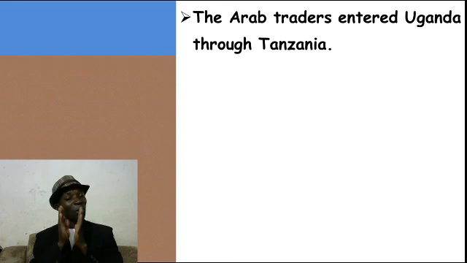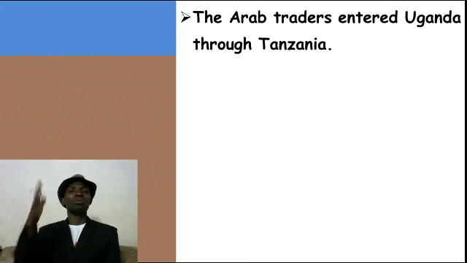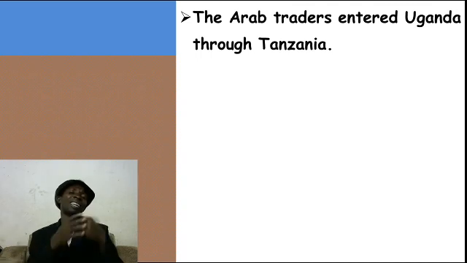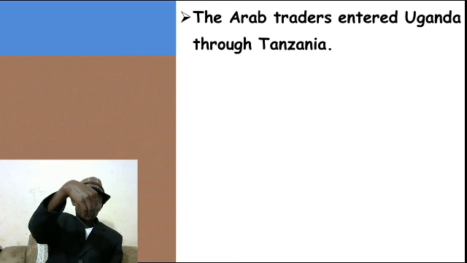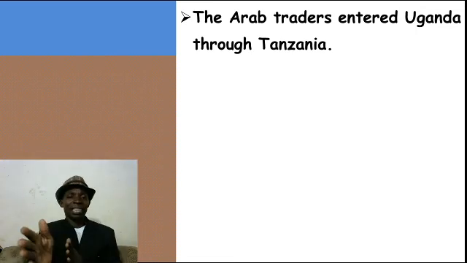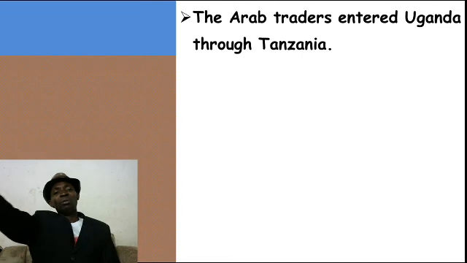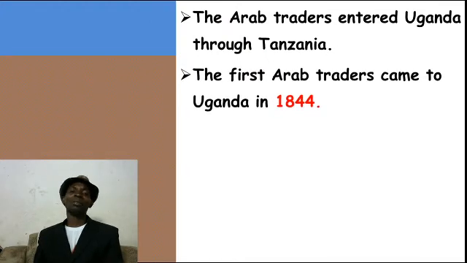We are continuing with the Arab traders, the first group of foreigners to come to Uganda. The Arab traders entered Uganda through Tanzania. They used the long route. The shortcut was Kenya, but these people used Tanzania. Kenya was a shortcut from the coast to Uganda, but they used a long route. We shall know why they used a long route.